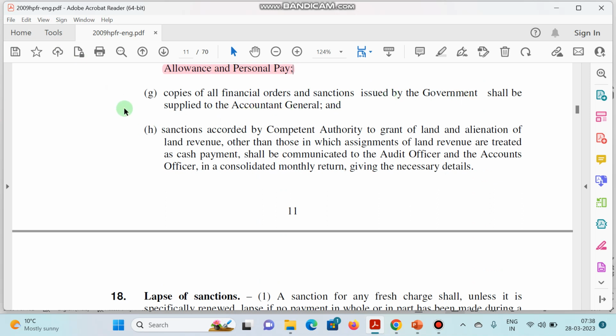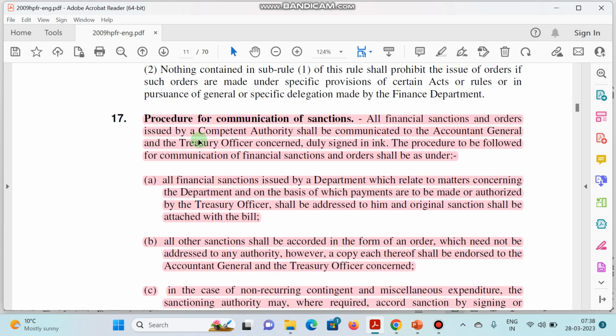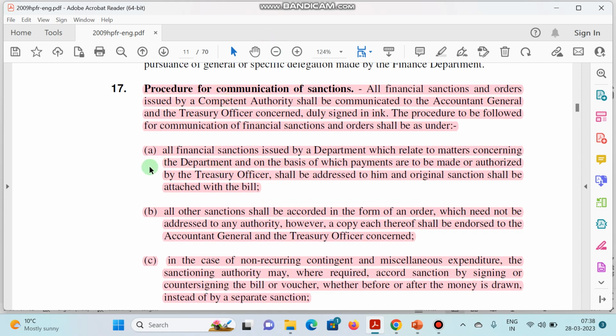Copies of all financial orders and sanctions issued by the government shall be supplied to the accountant general, and the sanction accorded by the competent authority to the grant of land and alienation of the land revenue, other than those in which assignments of the land revenue are treated as cash payment, shall be communicated to the audit officer and the account officer in a consolidated monthly return giving the necessary details. So I think this is a very simple procedure of the communication of sanction. किस तरह से sanction को communicate करने का procedure दे रखा है, एक बार फिर से देखिए.